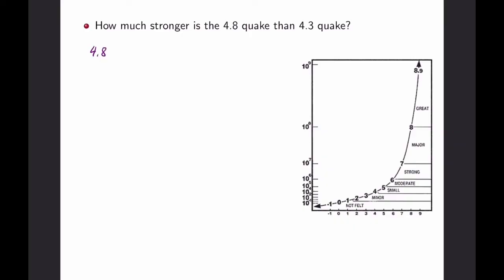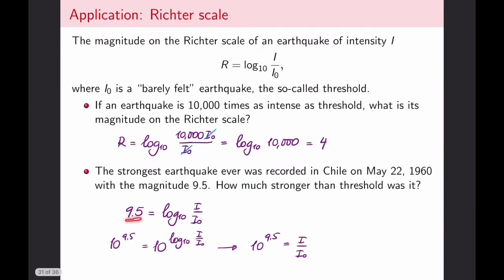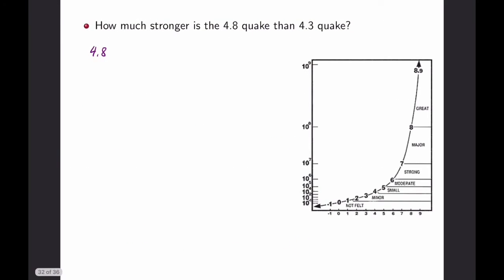As per my Chile example here, if I start off with the Richter scale, what I have to do to get to the intensity is raise both sides to power 10. So that means that a 4.8 earthquake is actually 10 to power 4.8 times the threshold, and a 4.3 earthquake, respectively, is 10 to power 4.3 stronger than the threshold.